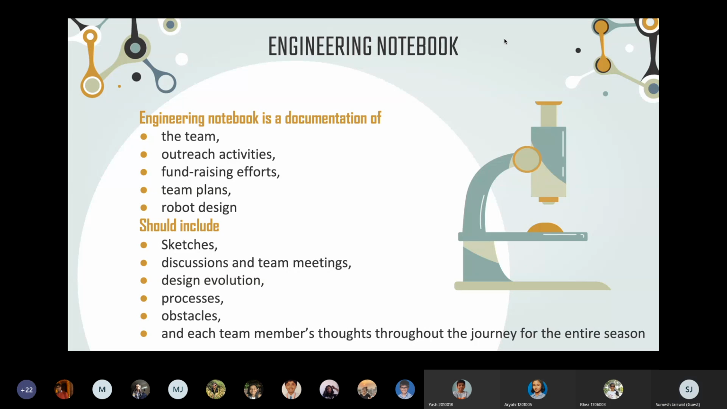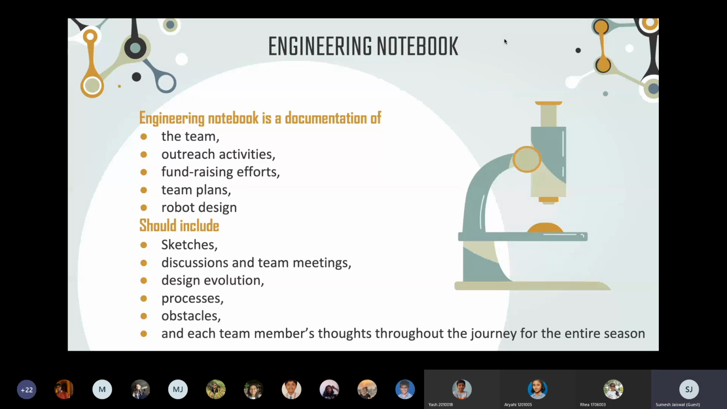And in addition to writing about it, you should also include lots of sketches, lots of pictures. You should also capture the discussions at team meetings whenever your team meets. Capture those discussions and attach them to the notebook. And how has your design evolved from some wild ideas to your final design? The entire evolution of your design should be captured. And if you're following some specific processes, for example, you might have a process to choose what kind of a mechanism you would design for your robot.